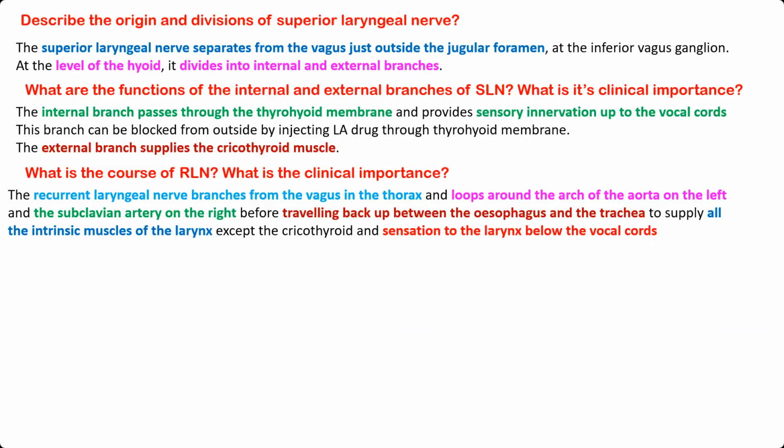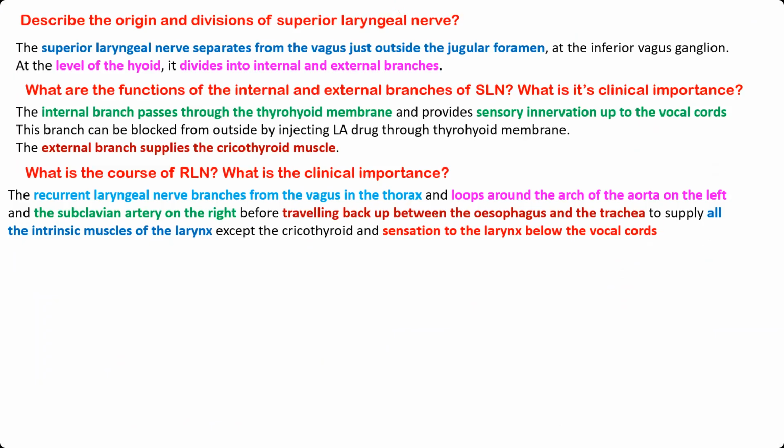That is why it is called the recurrent laryngeal nerve, traveling back between the esophagus and trachea to supply all the intrinsic muscles except cricothyroid. And it also has a sensory branch to supply the sensation below the vocal cord. So the internal branch of the superior laryngeal nerve supplies the sensation above the vocal cords. The recurrent laryngeal nerve supplies the sensation below the vocal cord.